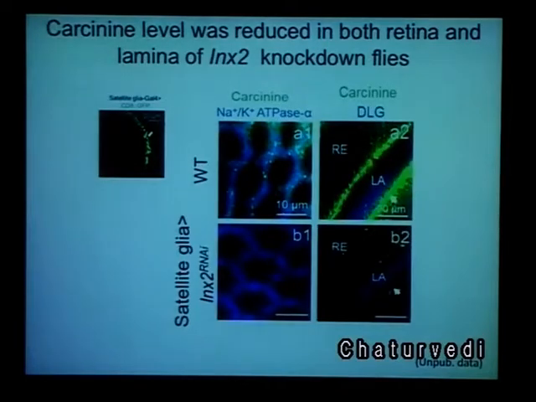There could be two possible reasons. Either carcinine cannot be transported to the pigment cell, that's why it is not able to get the signal here.